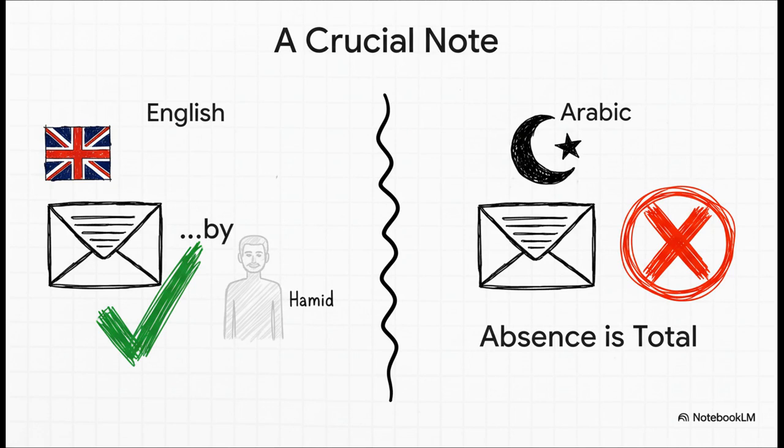Now, I have to make one final really crucial point, especially for those of us who think in English. In English, it's totally normal to say the letter was written by Hamid. You can do that. But in Arabic, this is absolutely impossible. When you use the Fe'l Majhool, the doer isn't just unmentioned, it is completely and utterly removed from the sentence. Its absence is total. There is no Arabic equivalent of that by phrase.